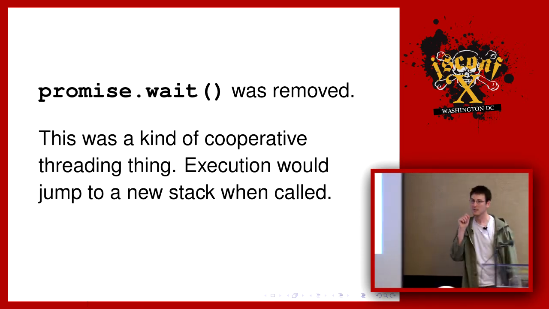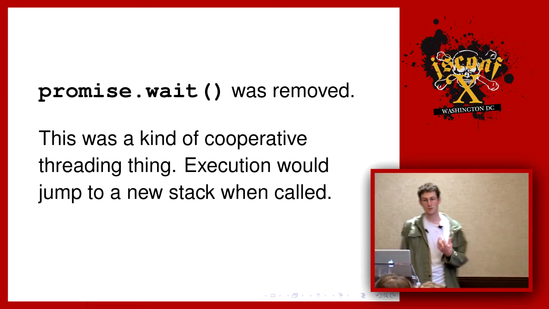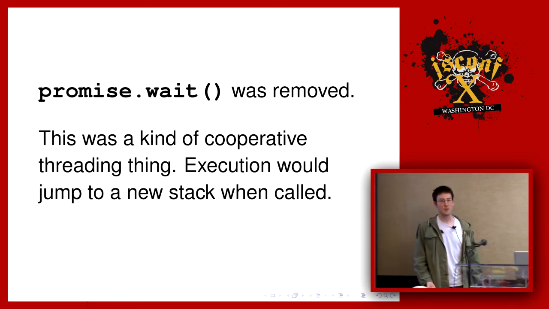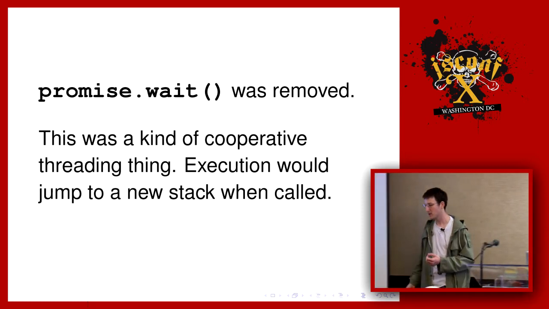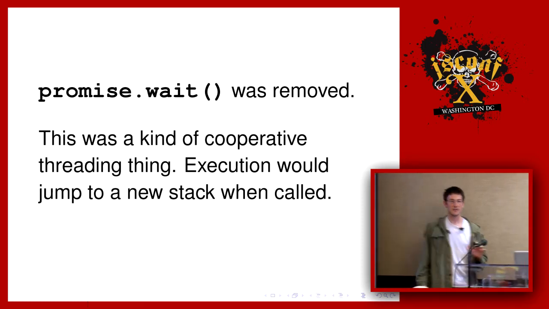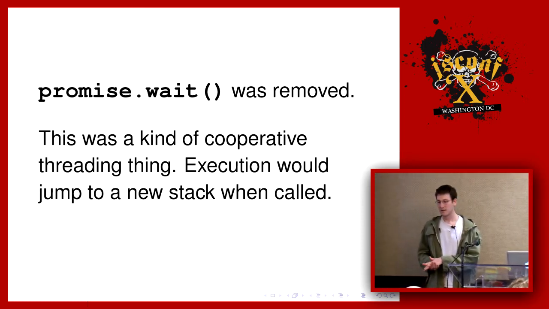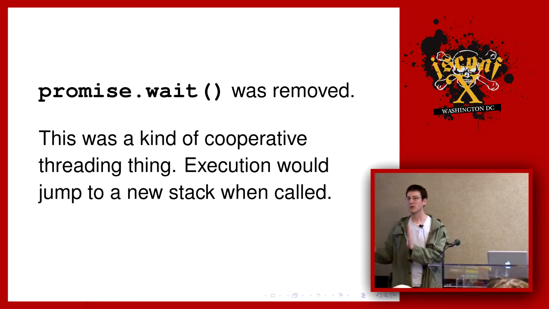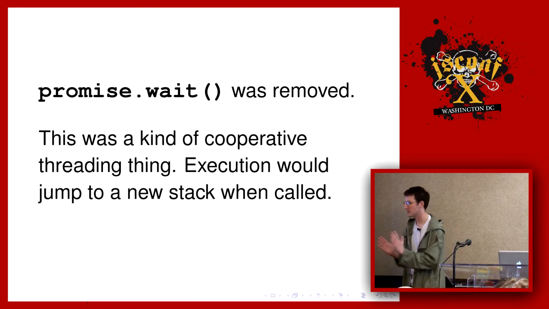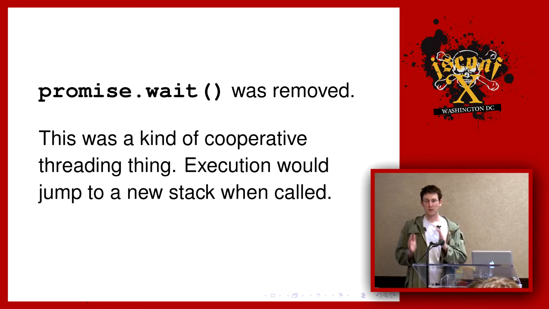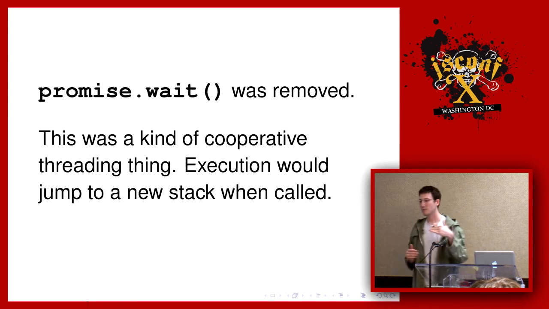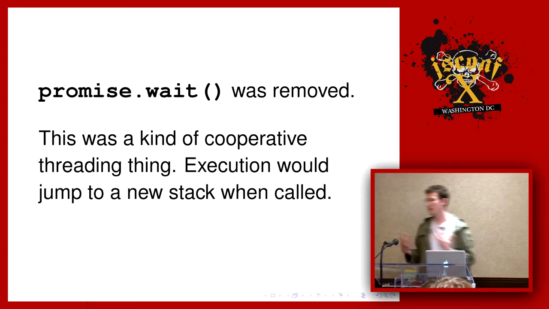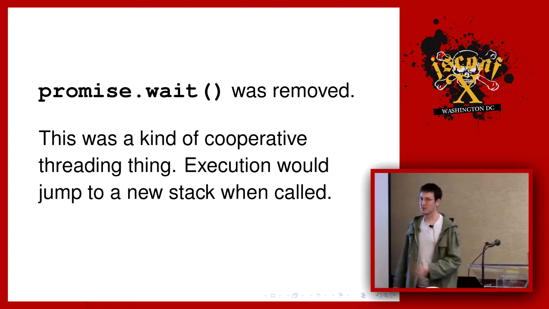There was this other thing, this promise.wait. Node had this thing where when you did a file operation, it returned a promise. And then you could wait on that, and it would make the operation seem synchronous, in that instead of having to do a callback after that asynchronous file operation, you could wait on it and it would just return the value, and then right under that you could do the next line of code as if nothing had happened. But it wasn't really synchronous, it was just kind of faking it.